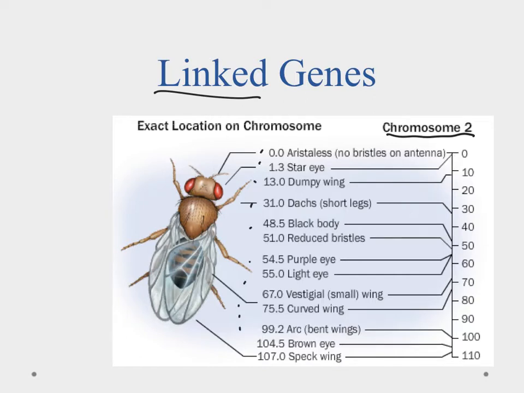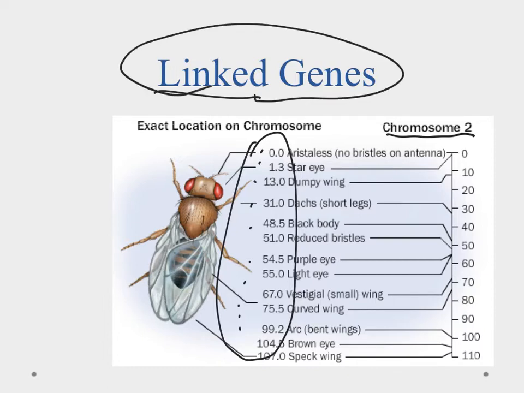Because all of these traits are on the same chromosome, during segregation, when we start separating these chromosomes out, what we notice is that these traits, because they're on the same chromosome, tend to stick together. And that's what we call linked genes. Linked genes are genes that are on the same chromosome, so we see them passed along together. Okay, so that's all I have for you.